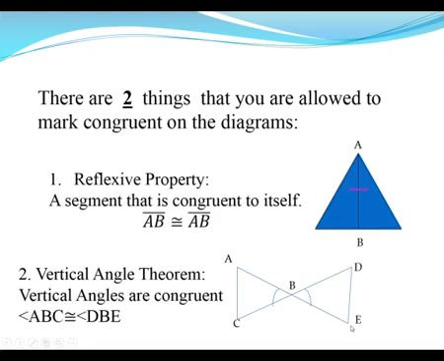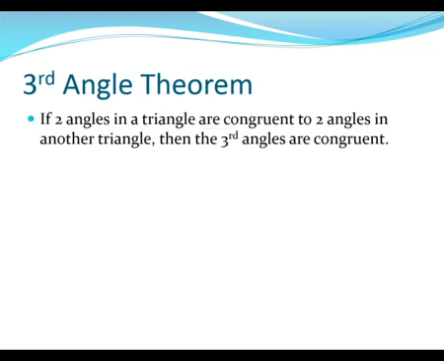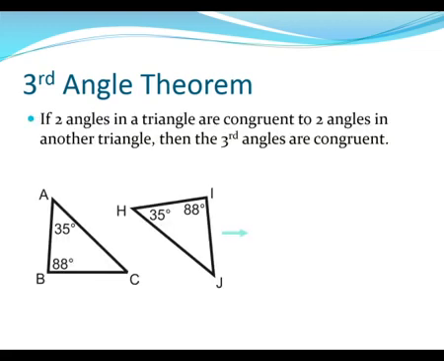Now, there's actually one more thing we can, it's not really marking something in our picture, but one more trick up our sleeve will help us to show that additional angles are congruent. So let's say I have these two triangles. I know that they each have a 35-degree angle, and they each have an 88-degree angle. So two of the angles in each of these triangles are congruent.